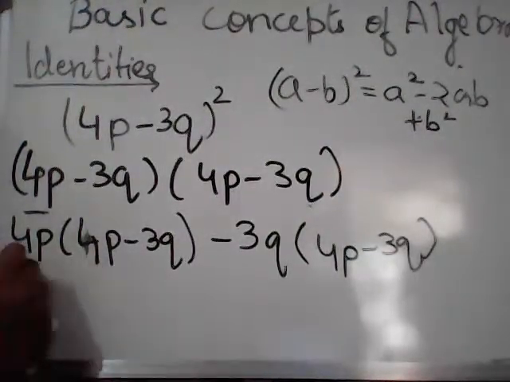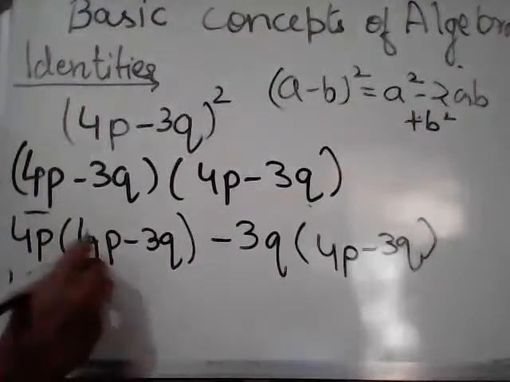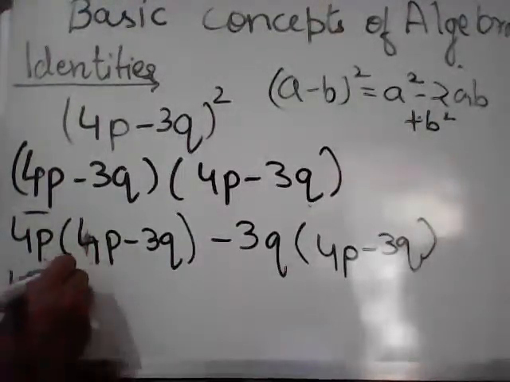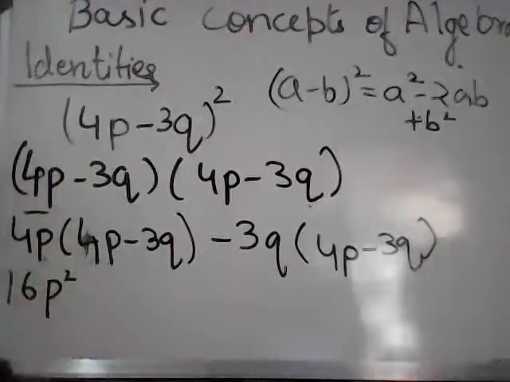4p into 4p will be, multiplying coefficients, that is 16, and adding powers of the variables, p square. Watch my video on this. I have not explained this in this video. We'll do it some other time, how to multiply a binomial with a monomial or multiply binomials with binomials.